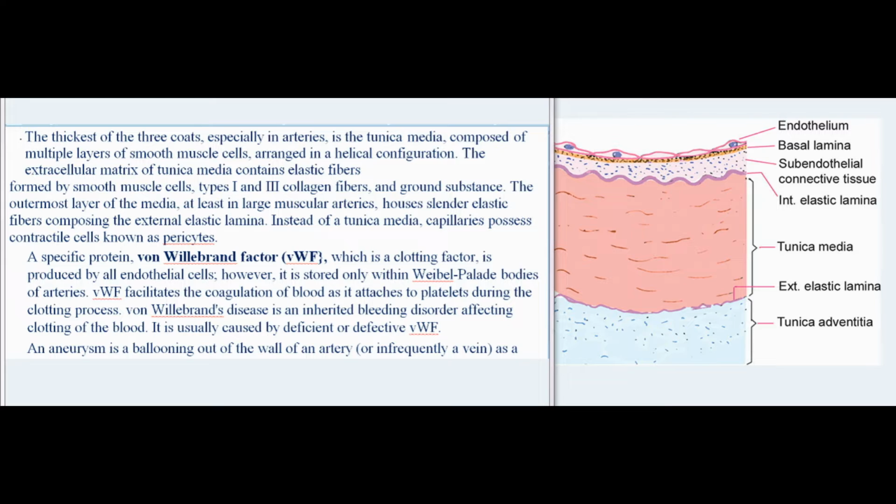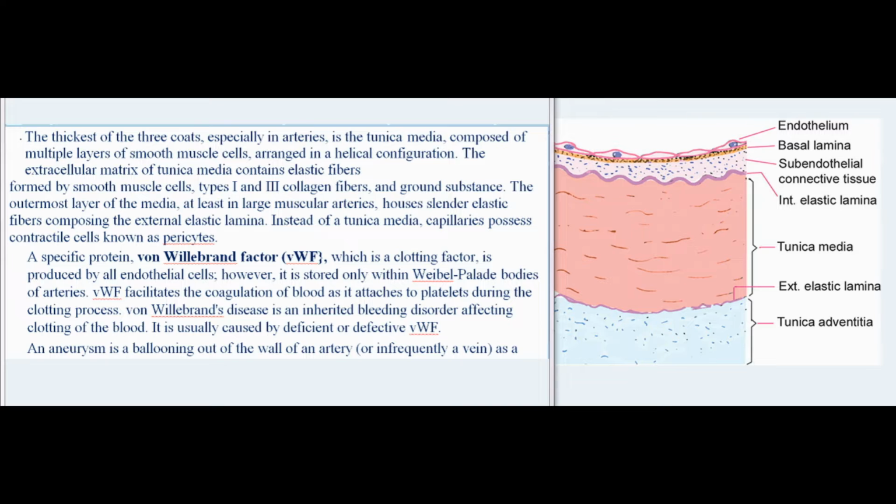A specific protein, von Willebrand factor, VWF, which is a clotting factor, is produced by all endothelial cells. However, it is stored only within Weibel-Palade bodies of arteries. VWF facilitates the coagulation of blood as it attaches to platelets during the clotting process. Von Willebrand's disease is an inherited bleeding disorder affecting clotting of the blood. It is usually caused by deficient or defective VWF.